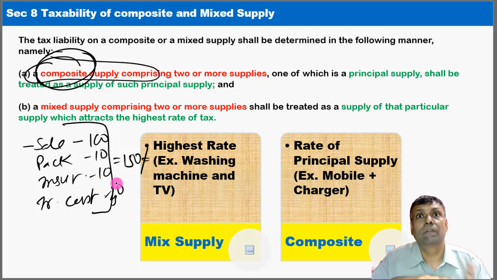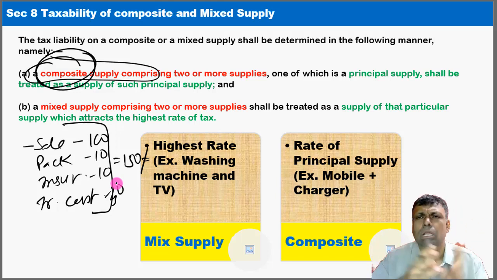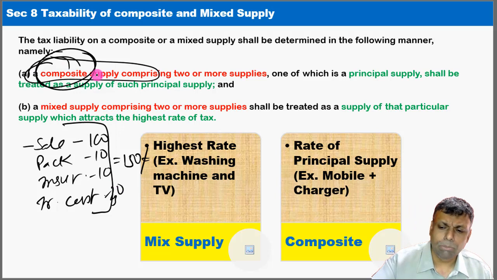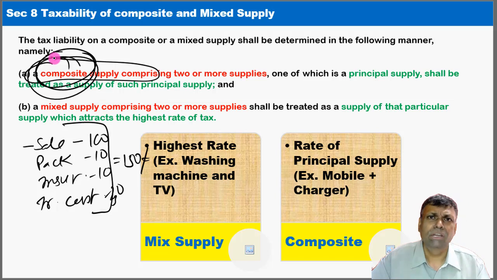So maybe I will classify packing as a separate supply, and transportation service as a separate supply. You will think like that, and there is a lot of variation. And friends, let me tell you, on composite supply in the recent past in the GST, there have been so many legal updates in so many different industries.